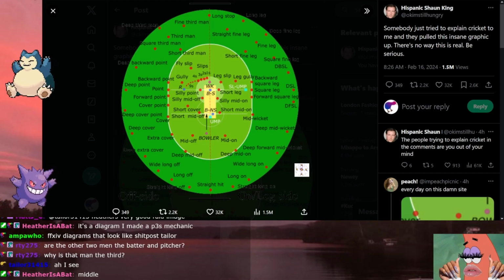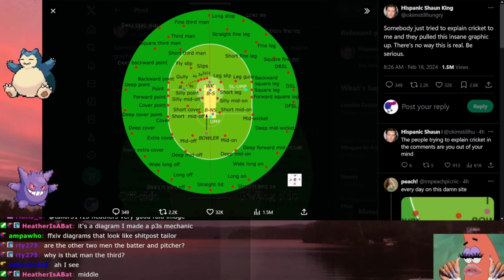So there's 11 people in a team. All 11 of those players will be on the field if you're the fielding team. One of them will be the bowler, one of them will be the wicketkeeper, and the other 9 will be somewhere in any of these positions.